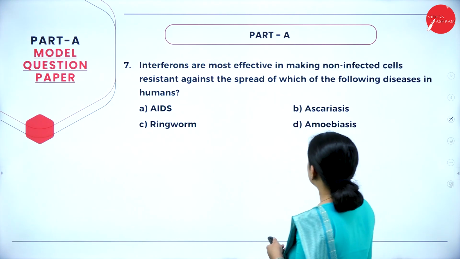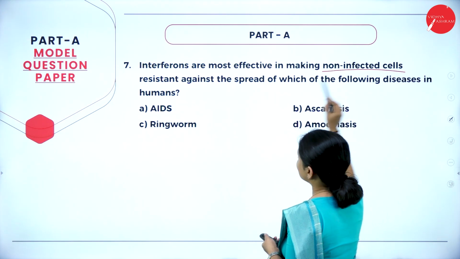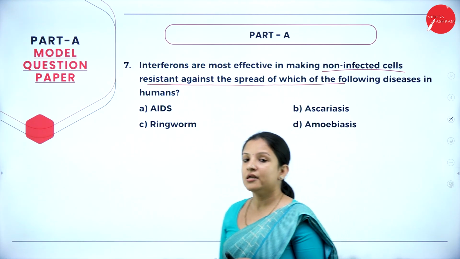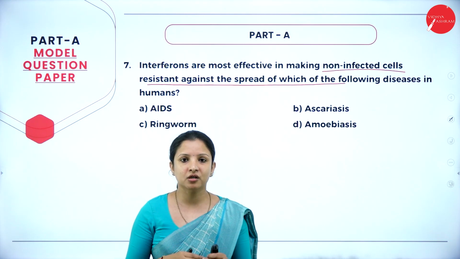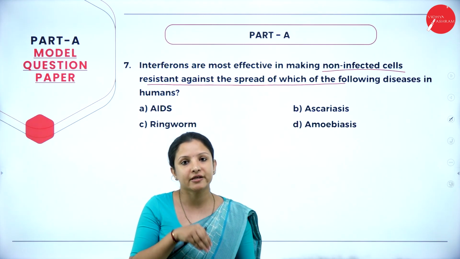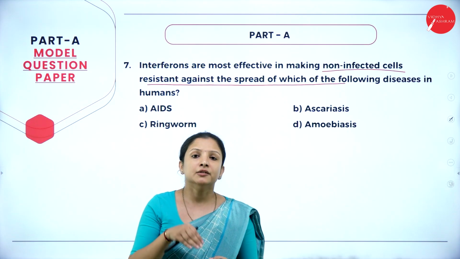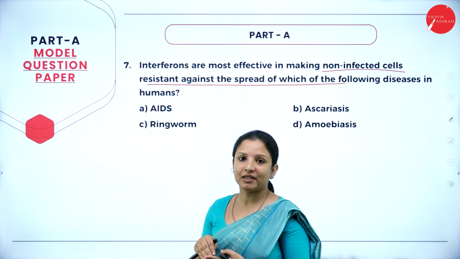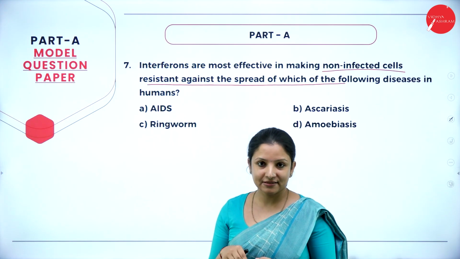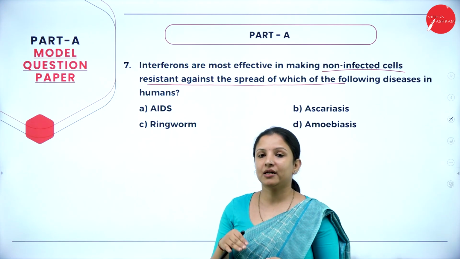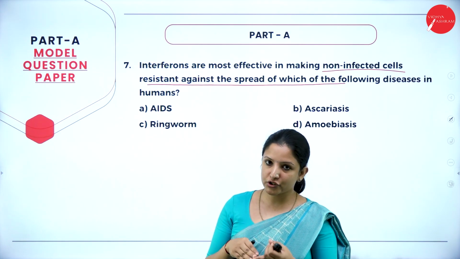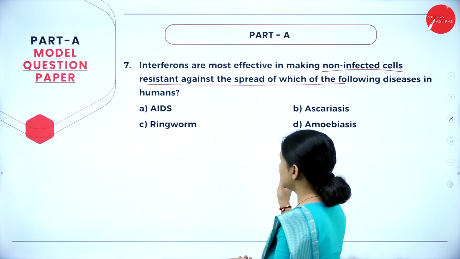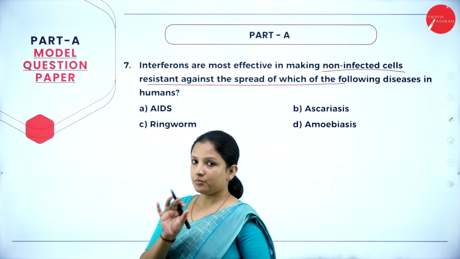Interferons are most effective in making non-infected cells resistant against the spread of which of the following diseases in humans? The first thing you need to remember here is when exactly alpha interferons, or interferons, get produced. Interferons are nothing but barriers. You would have studied, while studying human diseases, what barriers are present: physical barriers, physiological barriers, chemical barriers, cellular barriers and all that, right? Here it is a barrier, and that barrier's name is interferon.